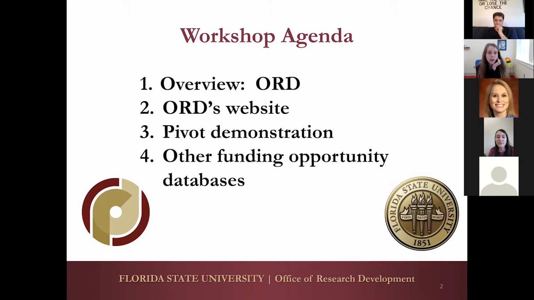What's also neat about Pivot is it houses scholarly profiles, so researchers can identify collaborators from other institutions there. Currently, more than 3 million scholars have profiles up on Pivot. And if you don't have one yet, we are going to try to help you get one up there today. We will also be looking at a couple other funding opportunity databases, which will be helpful for you.